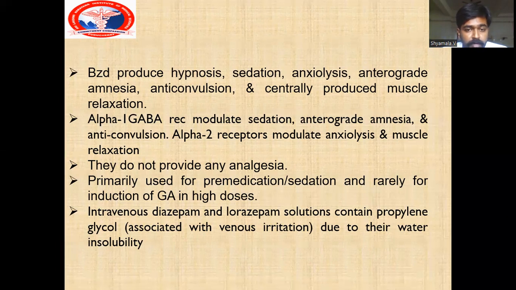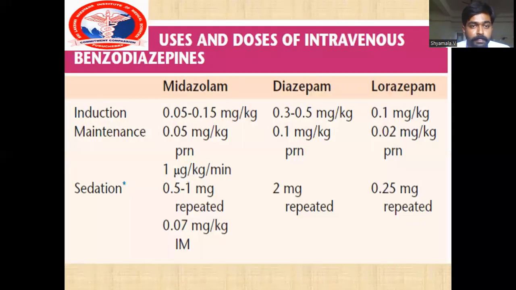They do not provide any analgesia, and are primarily used for premedication, sedation, and rarely for induction of general anesthesia. Intravenous diazepam and lorazepam solutions contain propylene glycol due to their water insolubility. So, what are the uses and doses of intravenous benzodiazepines? Most commonly we use midazolam, but we routinely even use diazepam and lorazepam, older drugs that are still in use.